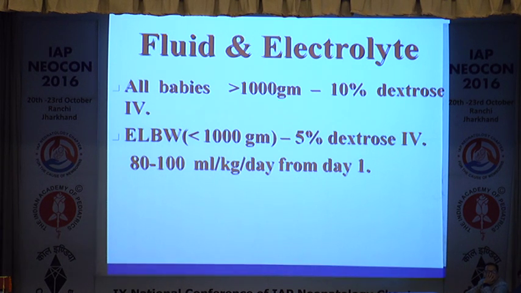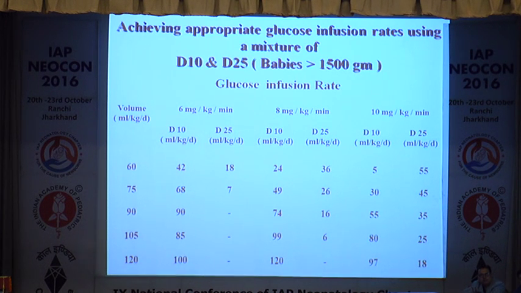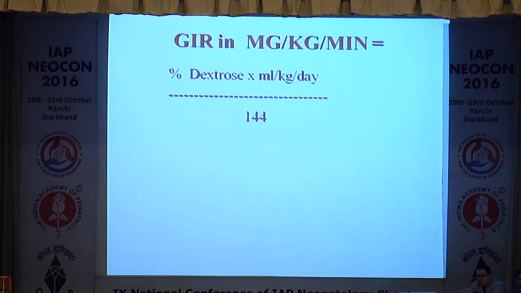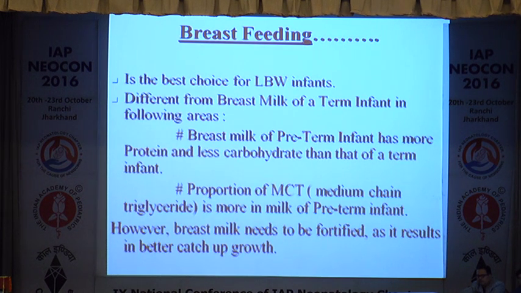In all babies of more than 1000 grams, we should start 10% dextrose IV from day 1 for the first 2 days, and subsequently electrolyte solution, Isolyte P, should be started. And if the baby is less than 1000 grams, 5% dextrose should be started, and your fluid requirement may be higher, 80 to 100 ml per kg per day. And these are the ways you can make different strengths of solution depending upon the GIR, glucose infusion rate, required for the baby. And this is how you can assess how much percent of dextrose is required for your particular baby.